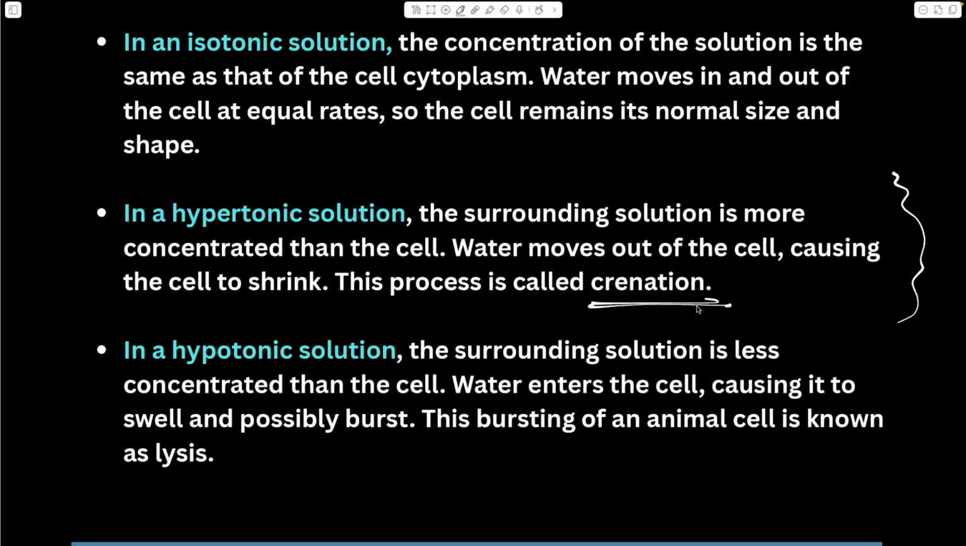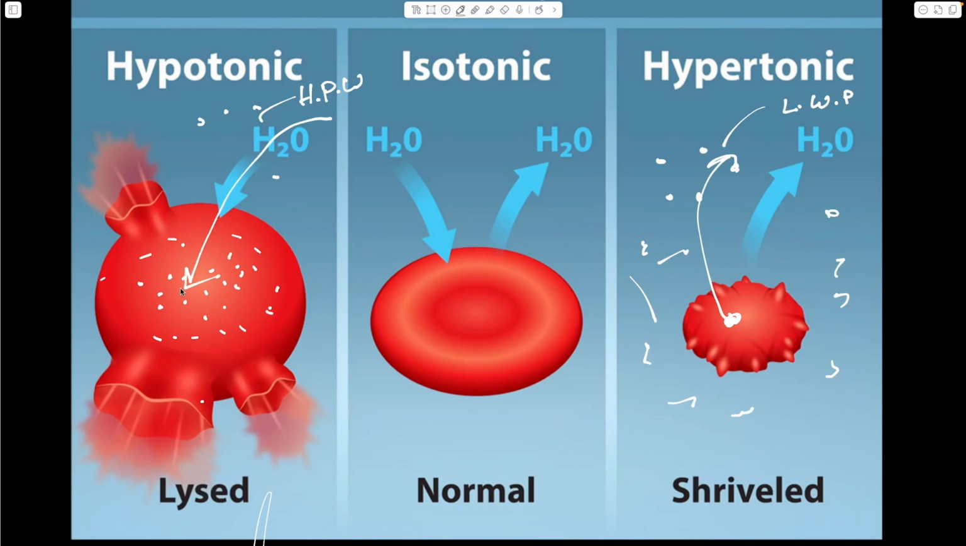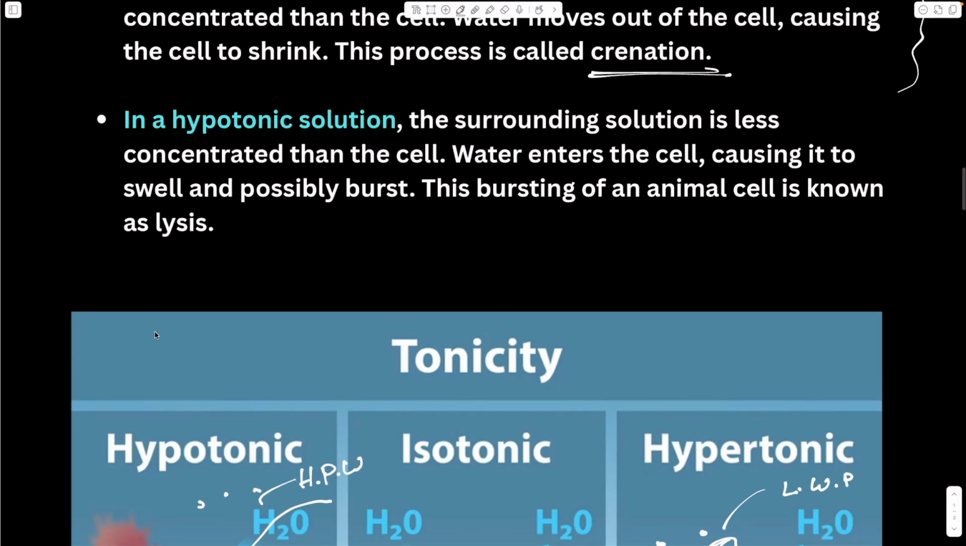Now we look at a hypotonic solution. The surrounding solution is less concentrated than the cell. So the surrounding solution has fewer solutes, so it has higher water potential, right? Like a reverse of this. And the cell has a much higher solute concentration than outside. So the water moves from higher water potential to lower water potential, causing the cell to expand until a point when the cell bursts open. This process is known as lysis.